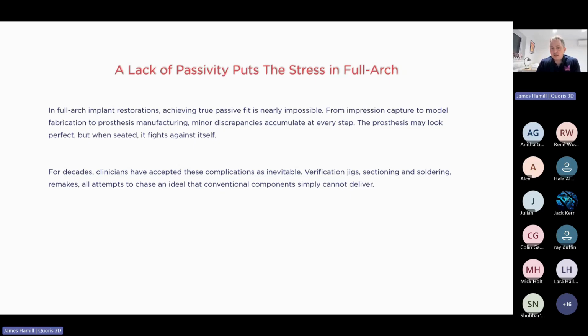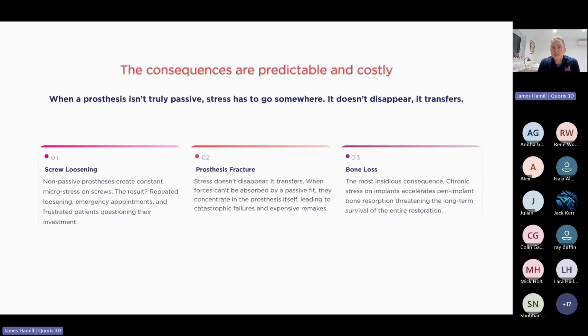And really, achieving a 100% passive true fit is pretty much almost impossible. If we think of all the various stages that take place from impression or IOS capture all the way through to the final manufacturing, little small discrepancies will happen, whether we like it or not, at every single step. And although the prosthesis that you get at the end may look perfect and feel reasonably well when it's seated, there can be an internal stress or pressure that you won't be able to detect. And this really has led to the production of what's called the Passivity Plus tie base.